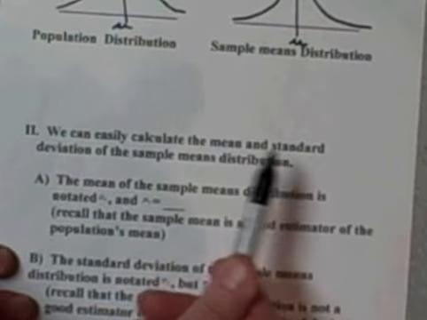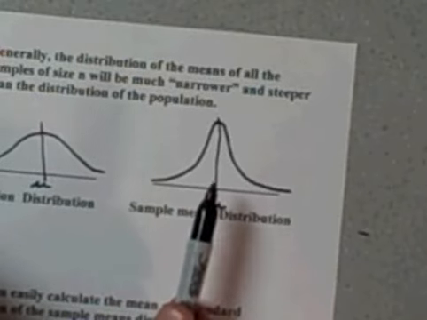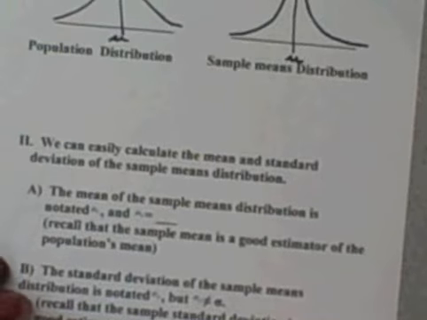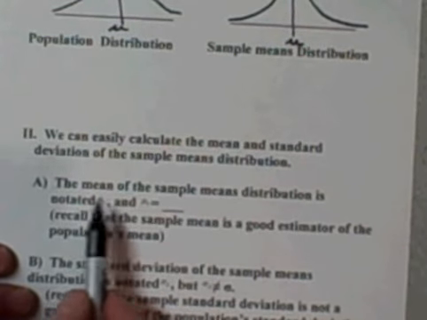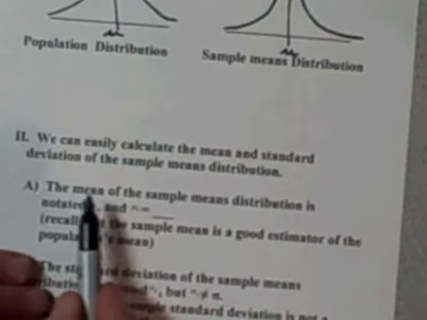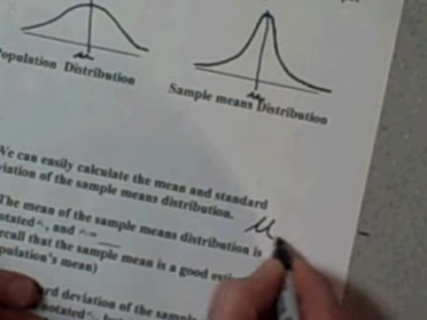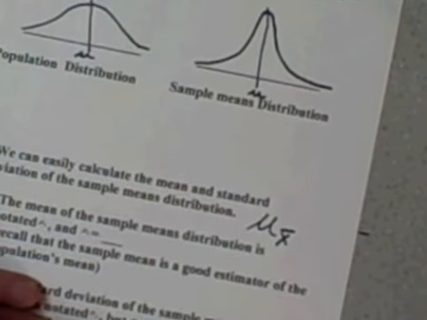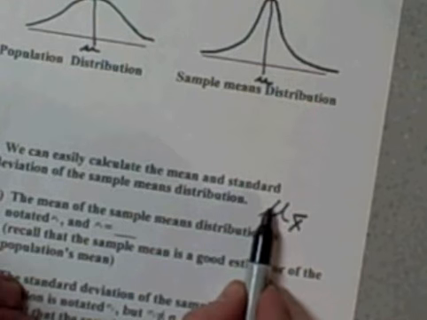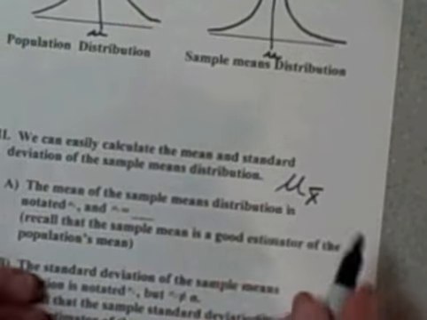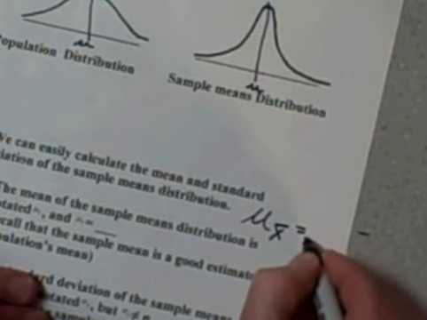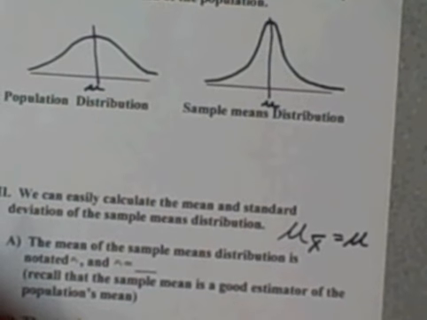We can easily calculate the mean and the standard deviation of the sample means. First of all, as I already said, the mean of the sample mean distribution is notated, let me write it bigger. The way we notate when we're talking about the mean of the sample means is we use mu, but then we use x bar as a subscript to show that this is the mean of sample means. X bar is the sample mean. And it is equal to the original mu, the mean of the original population. They're going to be the same. We already said that.